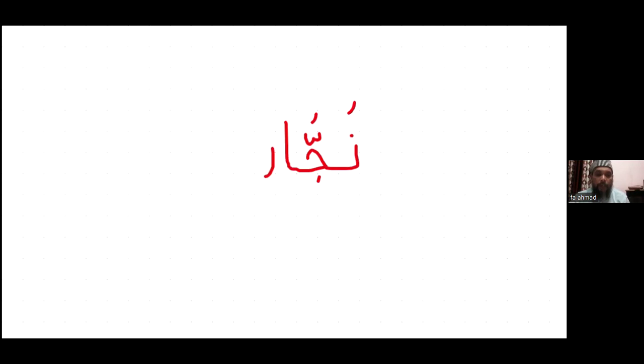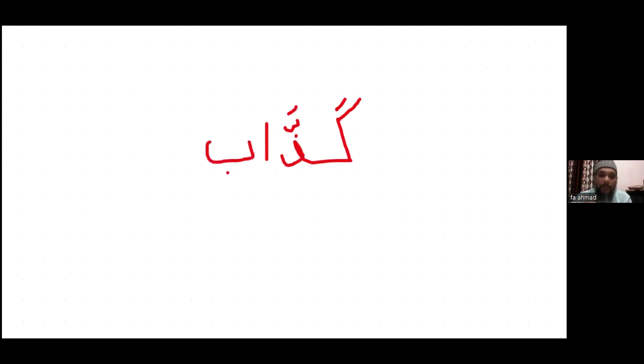Let's see other example and read quickly. Now read this one. Kazzab. Kaf fatha and zal shadda has fatha and alif. Kazzab. Okay, other example.